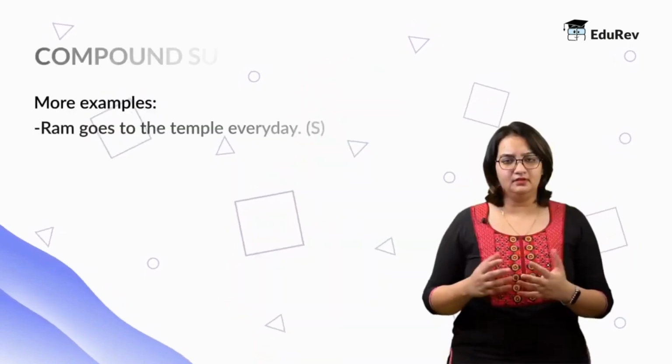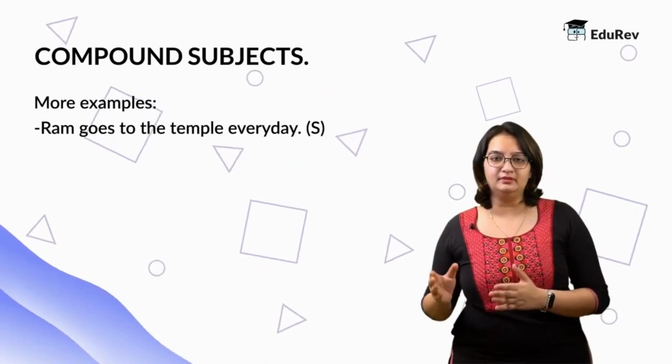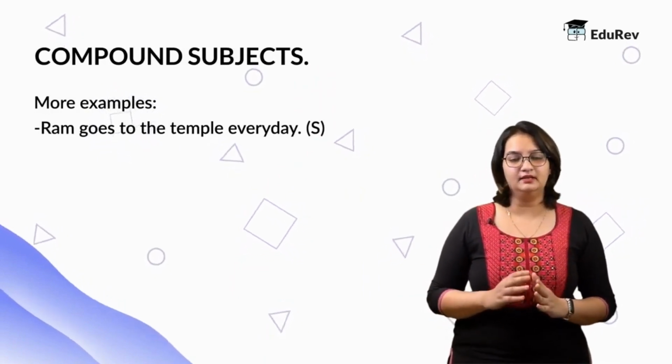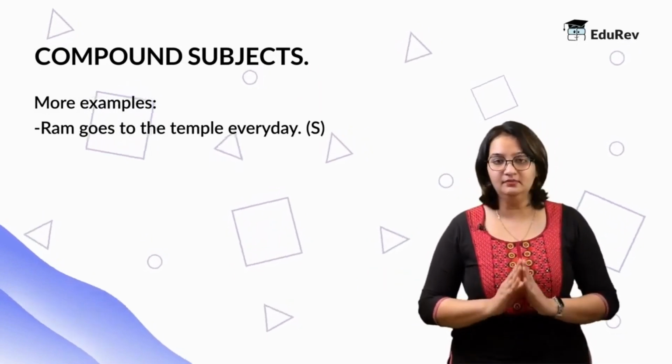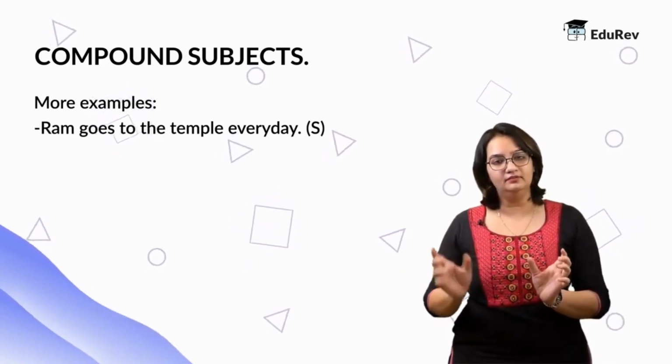Let us take a look at some subjects. Okay, first of all, let us take an example. Ram goes to temple every day. Ram is third person and we are saying goes to temple every day. So here Ram and goes, they are in tandem. So the subject is reflected in the verb.